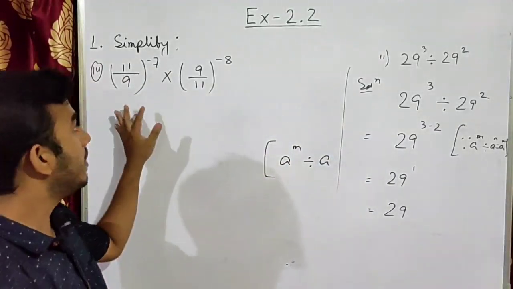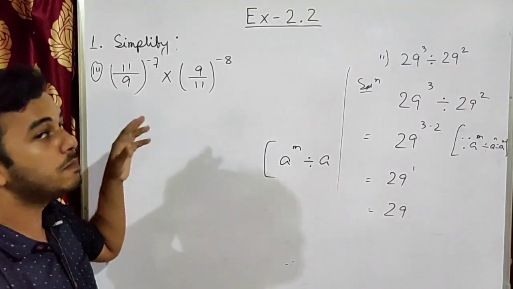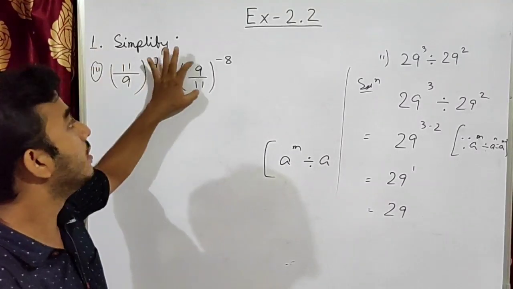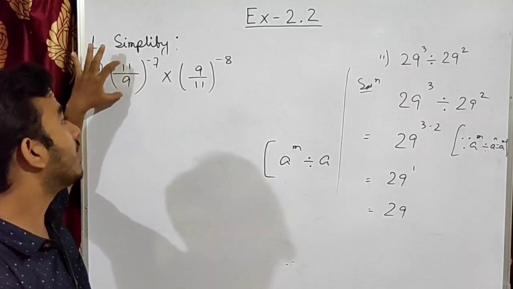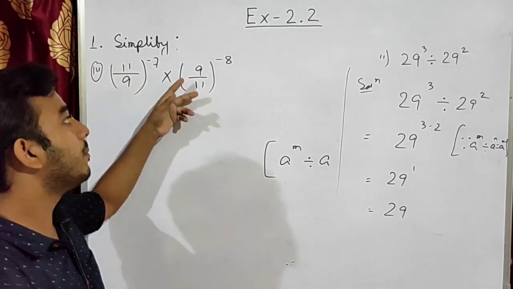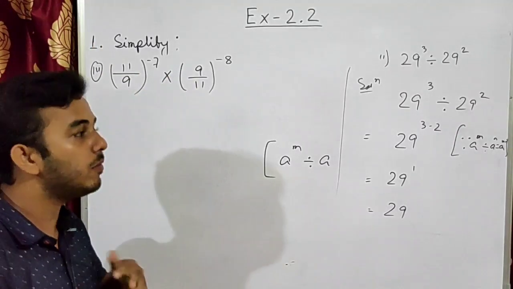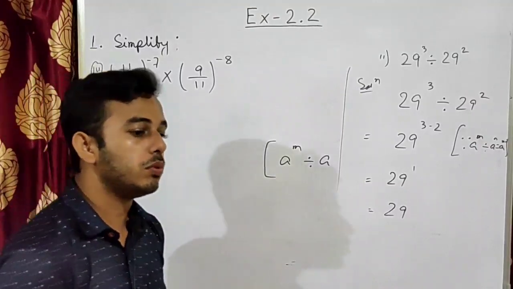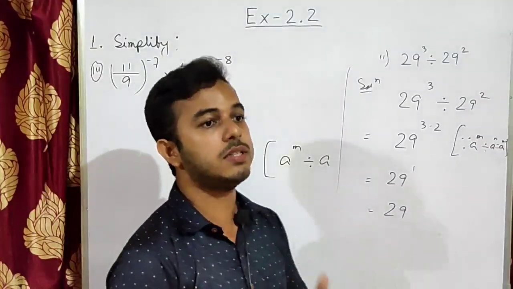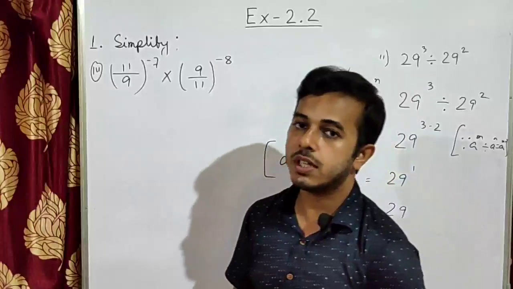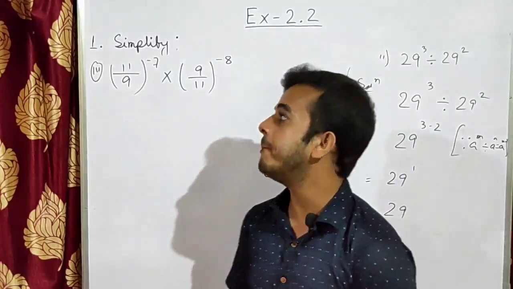But here the base is not the same. One base means what? This. This is called the base. The first base is 11 by 9 and the second base is 9 by 11. Are they the same? No, they are not the same. So what to do? We have to make their bases the same. Can anyone say how we can make their bases the same?